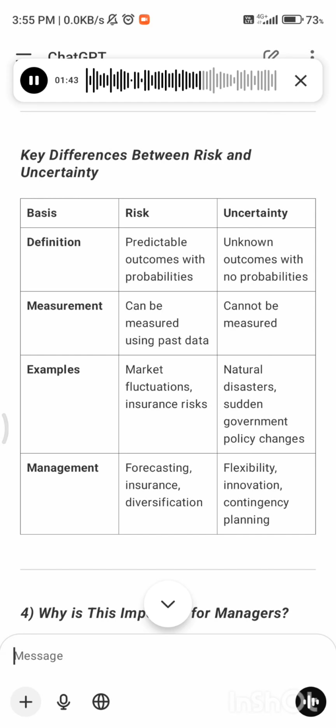Basis, risk, uncertainty. Definition: predictable outcomes with probabilities, unknown outcomes with no probabilities. Can be measured using past data, cannot be measured. Market fluctuations, insurance risks, natural disasters, sudden government policy changes. Management, forecasting, insurance, diversification. Flexibility, innovation, contingency planning.